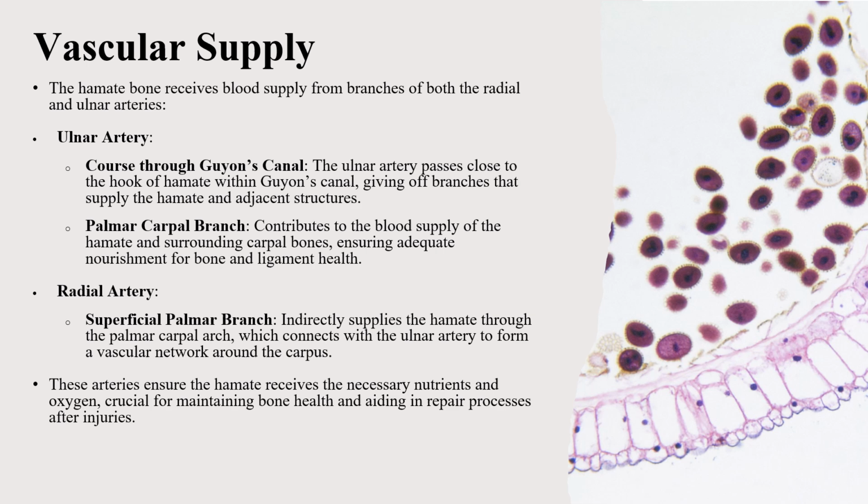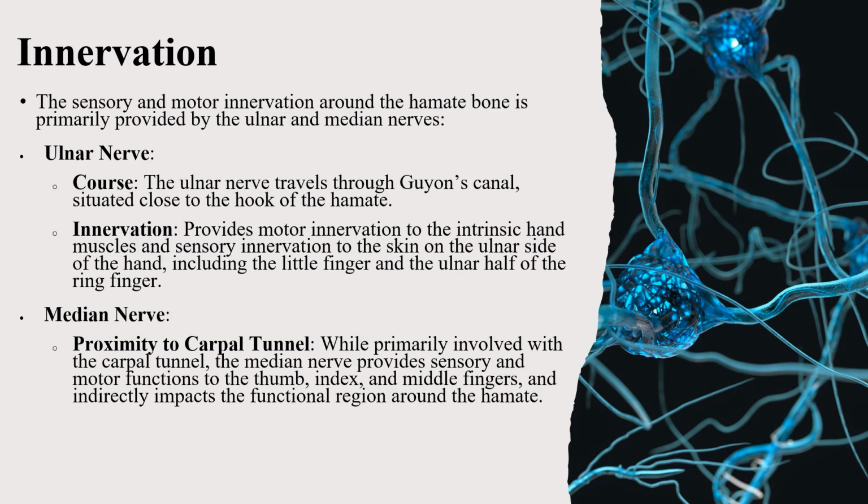These arteries ensure that the hamate receives the necessary nutrients and oxygen crucial for maintaining bone health and aiding in the repair process after injuries.